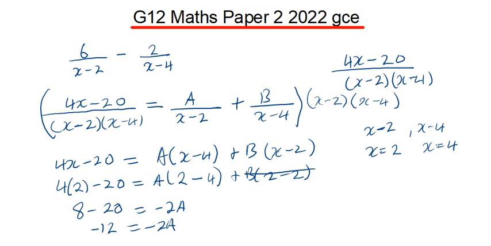Then you'll have the minus 2A. So divide by negative 2 on both sides. This goes, that and that goes. Negative 2 into negative 12 is what? It is 6. So you observe your A is 6. We have found the 6 there. Now let's try to find our B.